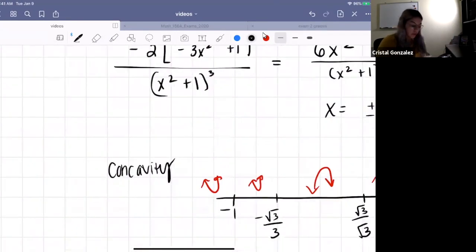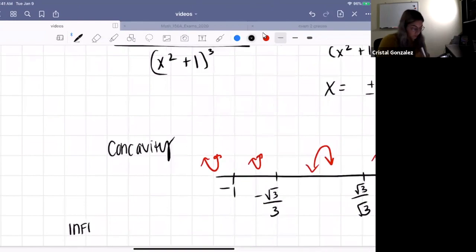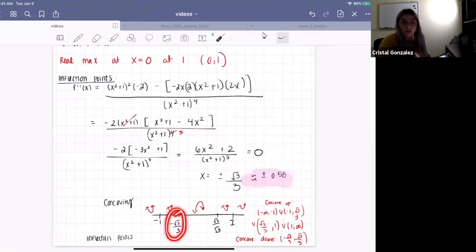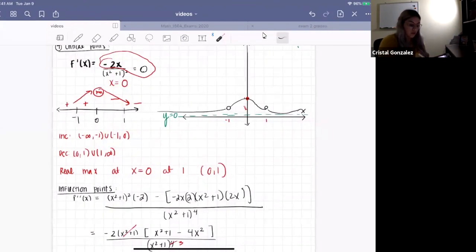And our inflection points are these points here, negative √3/3 and positive √3/3. In order to find those points, we just plug those points back into our function, and that's what's going to tell us our inflection points. So plug those in, and those should give you something about right here to where your inflection points are. So this is basically how you use everything that you've learned in calculus in order to graph functions.